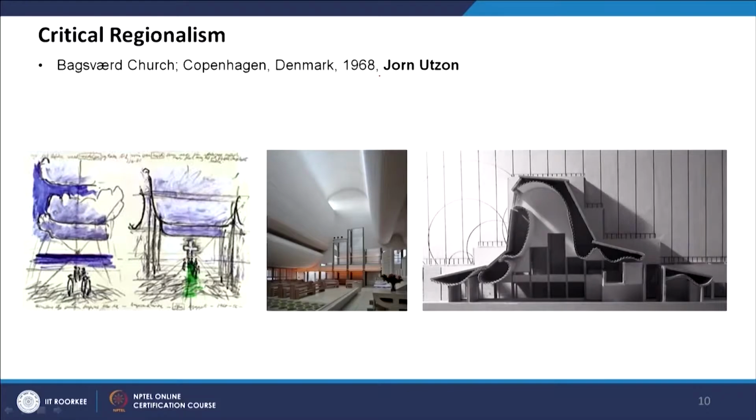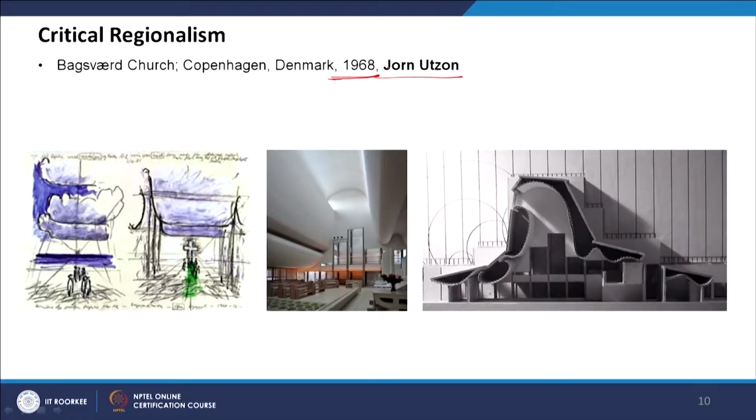Now, one example of critical regionalism is this church by Jørn Utzon. He also designed the Sydney Opera House in Sydney, which sits in a particular setting near the water body. It's like a flower or a lotus or like a sailing boat. So that's also connecting the context.